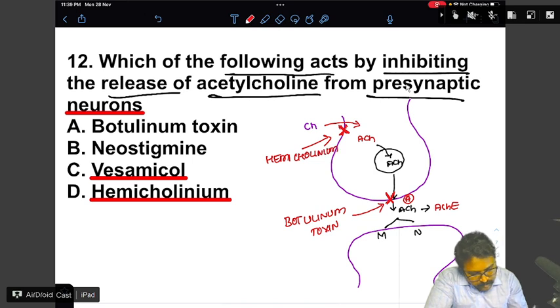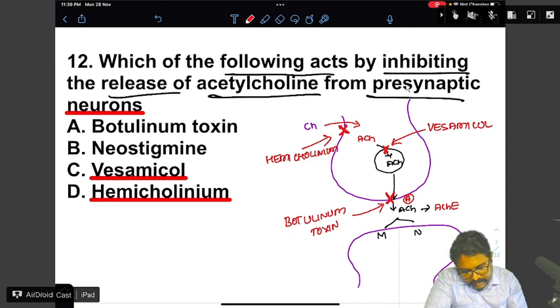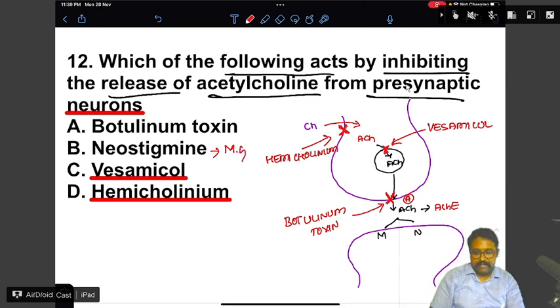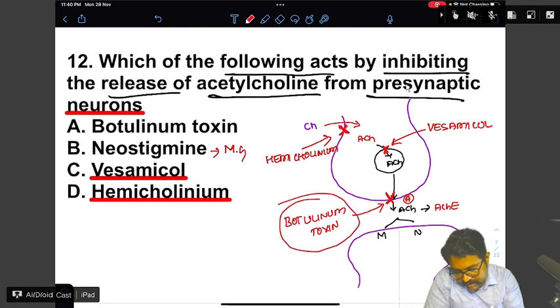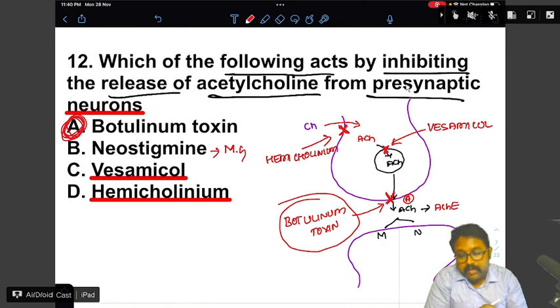Hemicholinium. Here also one more drug which can block the vesicular uptake of acetylcholine, the example is vesamicol. And neostigmine, as you know, is used in the treatment of myasthenia gravis. So here the drug which will inhibit the release of acetylcholine is botulinum toxin. The answer is botulinum toxin.